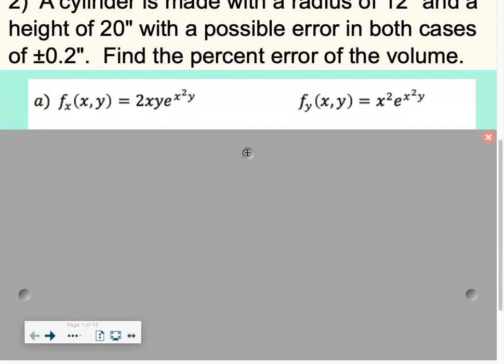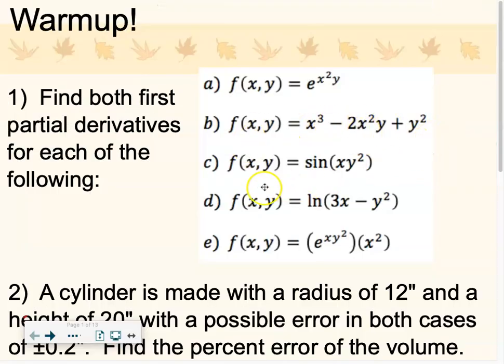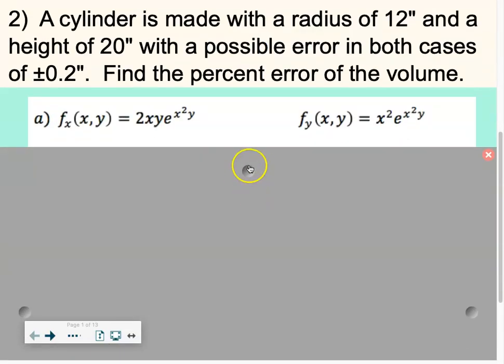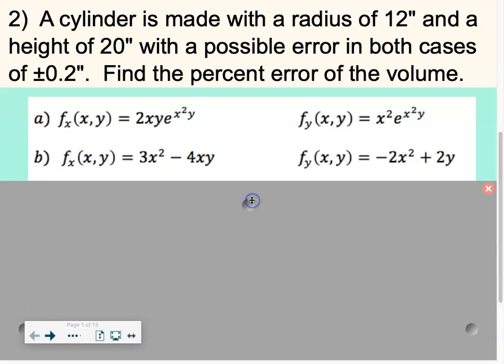Okay. Letter B. So letter B is this polynomial. Answer 3. So the f sub x is 3x squared minus 4xy. F sub y is negative 2x squared plus 2y. Uh-oh. You guys dropped a negative.